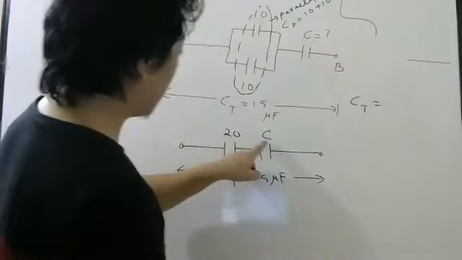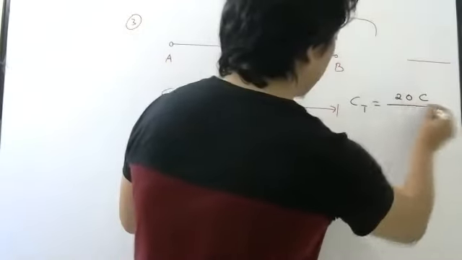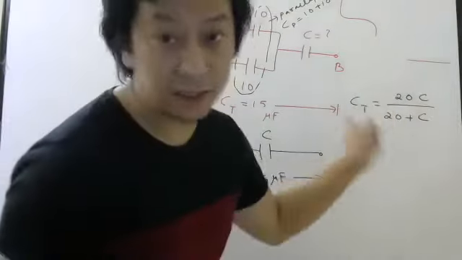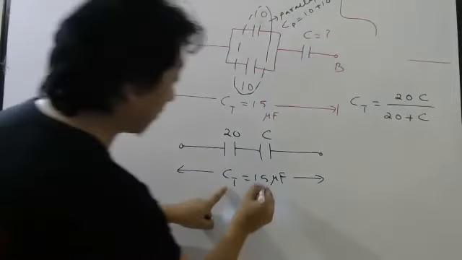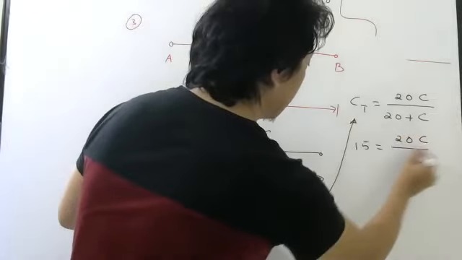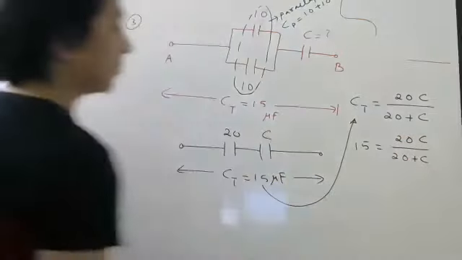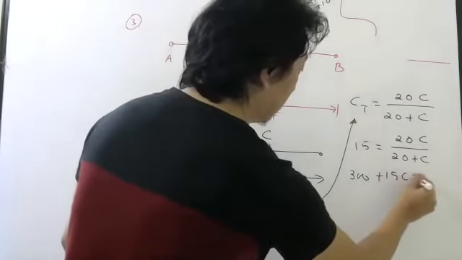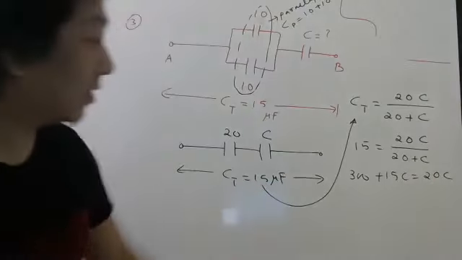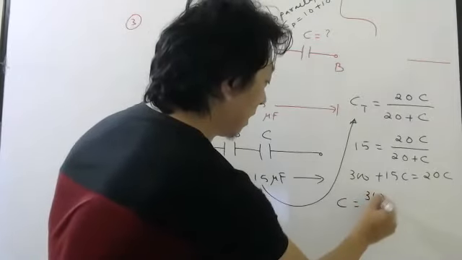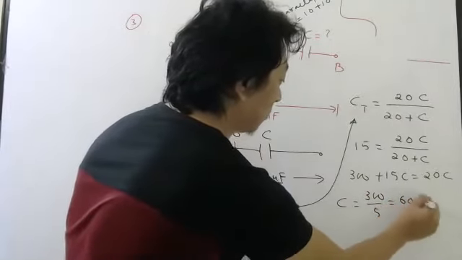Series. So the formula for total capacitance will be C1 C2 by C1 plus C2, which is 20C by 20 plus C. Yes or no? But total capacitance they have given this time. This is 15 they have given. So 15 equal to 20C by 20 plus C. Then cross multiply. This will be 300 plus 15C equals to 20C. Right, students? Take 15C that side. What will you get? 5C. So C will be 300 by 5. Answer will be 60 microfarad.